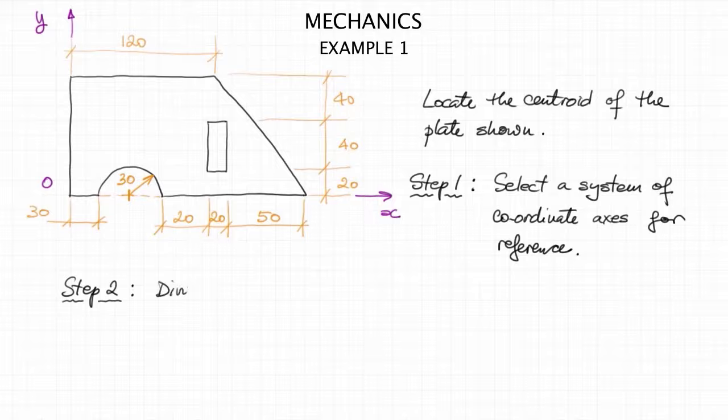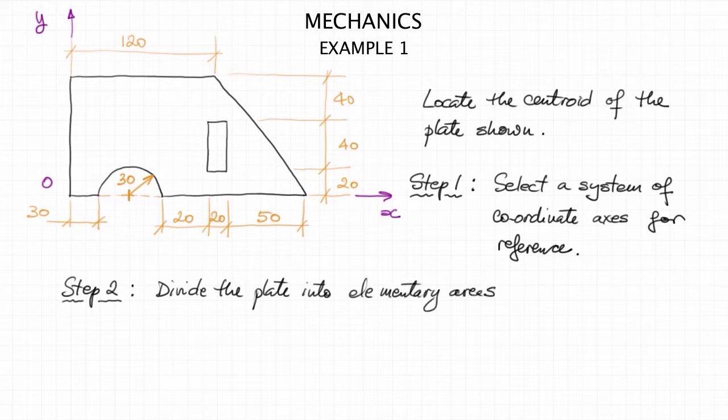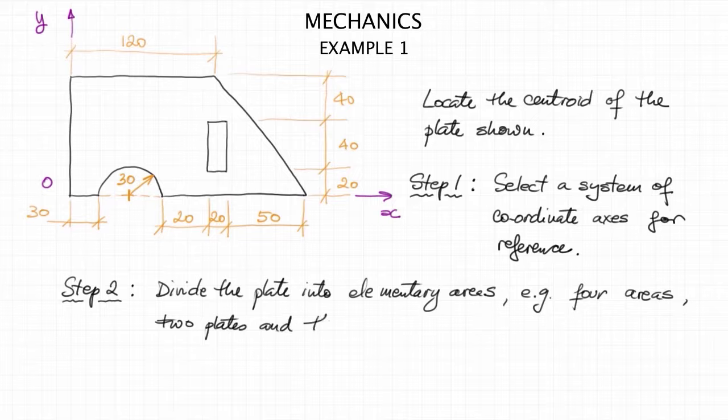And then we can proceed to the second step, in which we will divide the plate into a number of elementary areas. In this case, we can look at the entire trapezoid, and we can divide this trapezoid into a rectangular area and a triangular area at the right side of the trapezoid. And then subtract from everything two holes, the rectangular hole and the semicircular cutout.